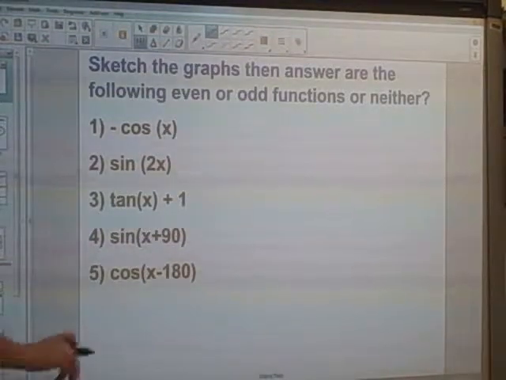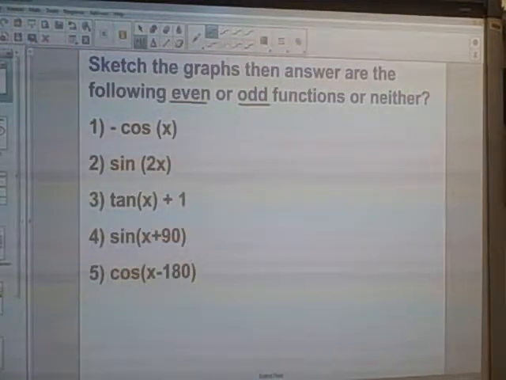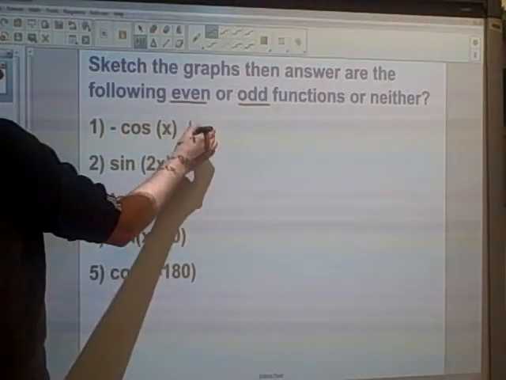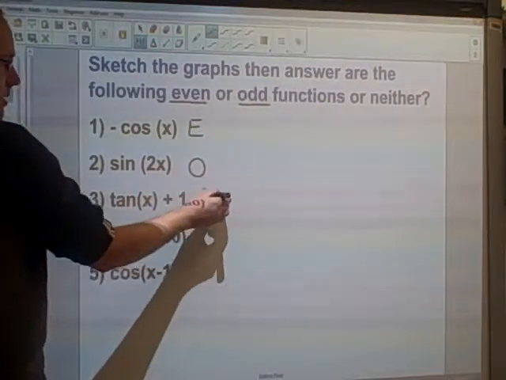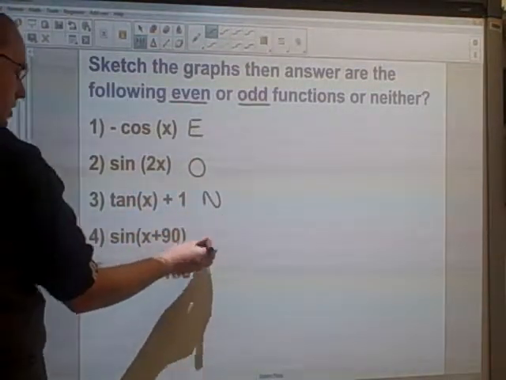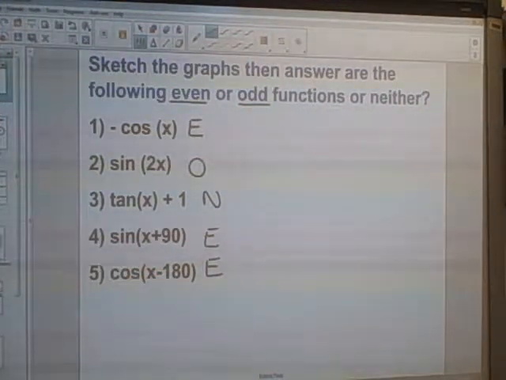If you do try and draw these, then also an important property for the next section is even and odd functions. This one turns out to be an even function, this one turns out to be an odd function, this one turns out to be neither, this one turns out to be even, and this one turns out to be even.